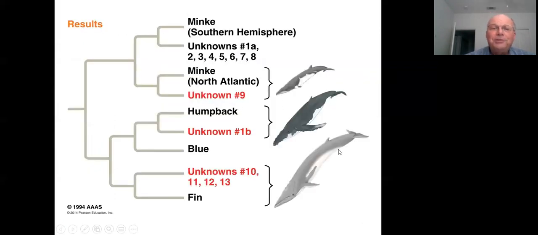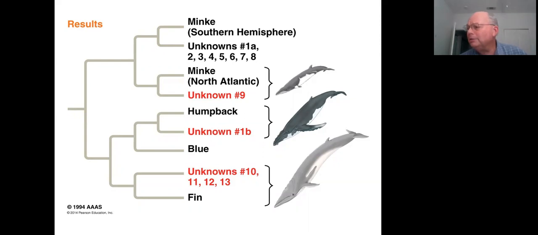So here is a phylogenetic tree that was first published in the journal Science by the AAAS, the American Association for the Advancement of Science, that is responsible for the publication of the journal. And here you can see how a phylogenetic tree can be used to look at relationships between organisms. So remember, the only legal species that can be taken as far as this phylogeny is concerned is minke whales from the southern hemisphere.